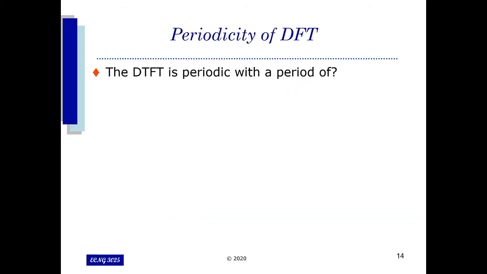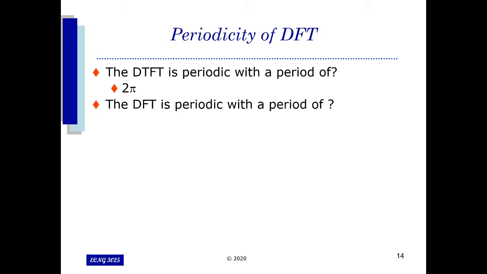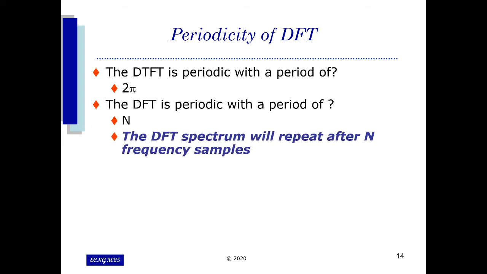Now the DTFT is basically periodic with respect to 2 pi, because the sequence keeps on repeating every 2 pi cycles. However, the DFT, because we limit the number of samples, is going to be periodic about N. So the DTFT is periodic about 2 pi, but because we did limit the DTFT to N samples in order to form the DFT, that means the limit is going to be our period here for the DFT. So the DFT spectrum is basically going to repeat every N frequency samples.